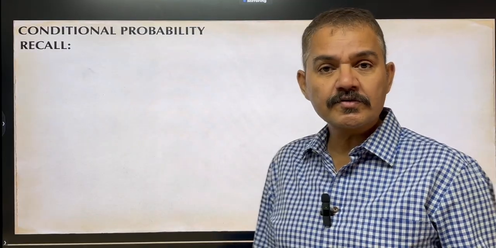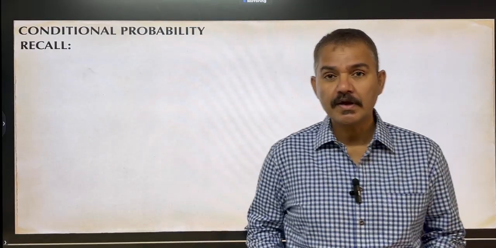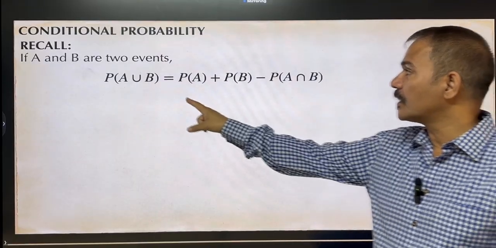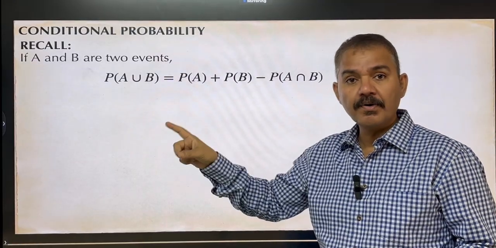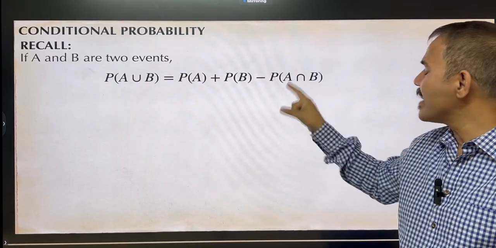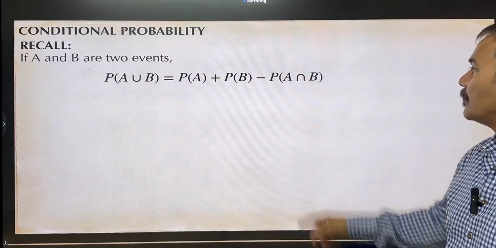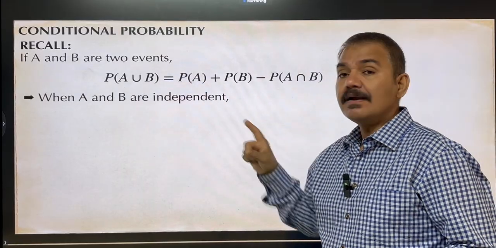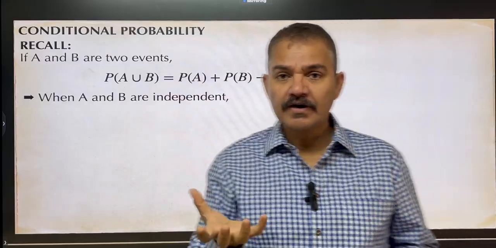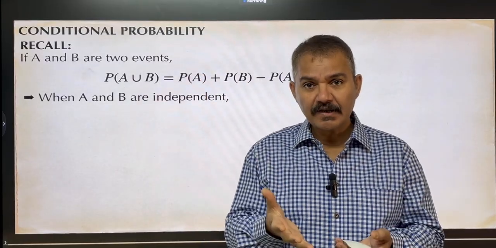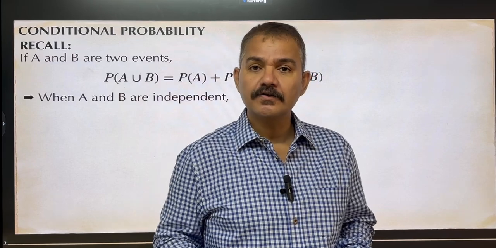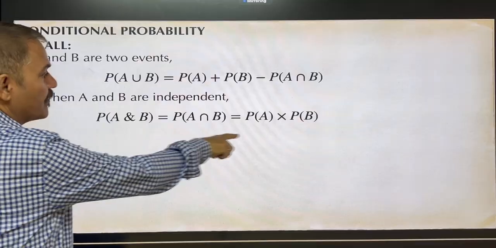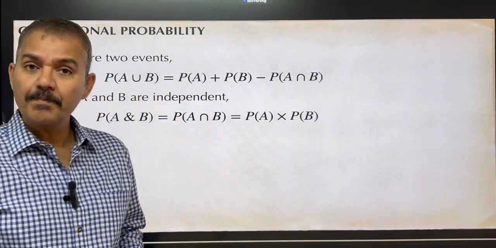Now, before we start with conditional probability, I would like you to recall if A and B are two events, then the probability that A or B or both happen is the probability of A plus the probability of B minus the probability of A and B, or A intersection B. When A and B are independent events, then the probability of occurrence of A and B simultaneously or one after another is considered the same. Hence, we have the probability of A and B, or A intersection B, is P(A) times P(B).